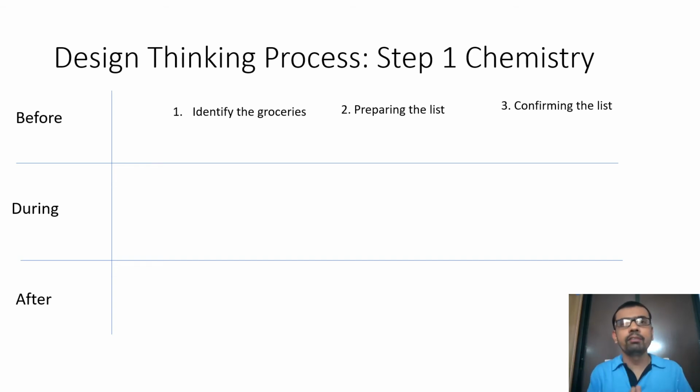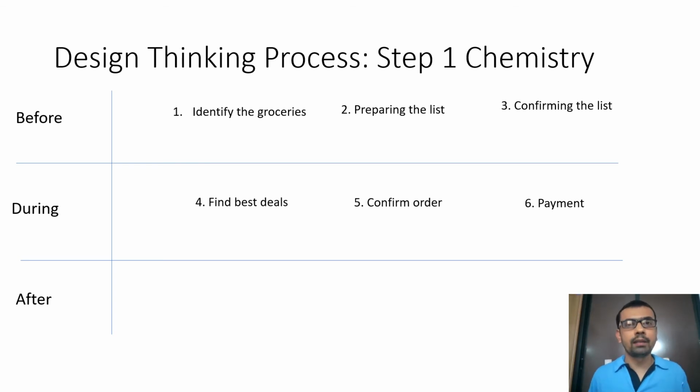Let's say now I have the list, I confirm this, these are my final things that I need to buy. What he'll do is he needs to find the best deals during the buying groceries step. What next? He needs to confirm the order, he needs to pay during the buying grocery step.